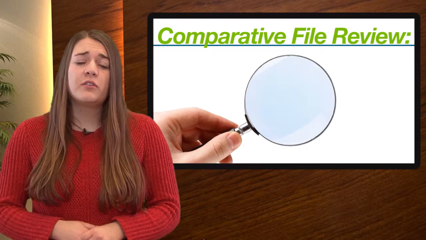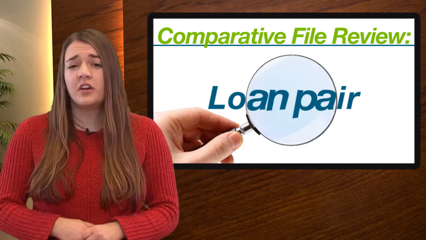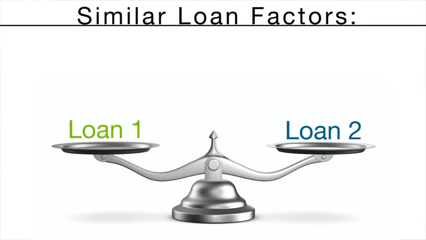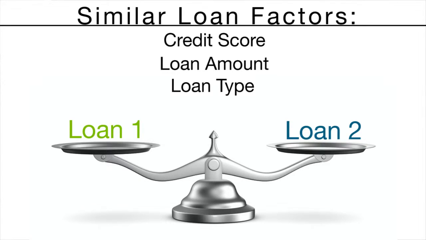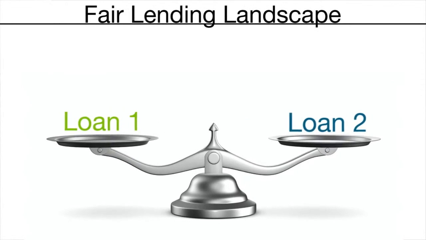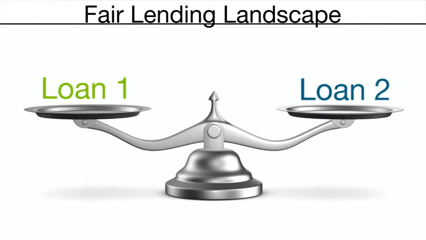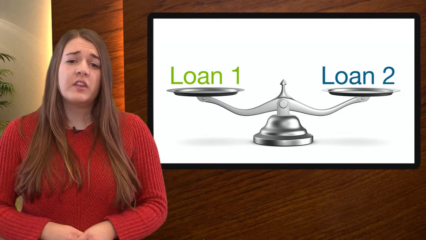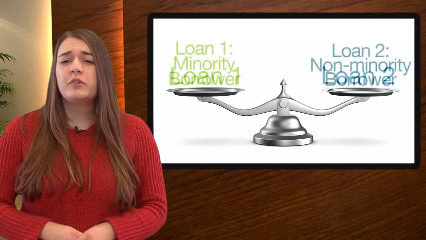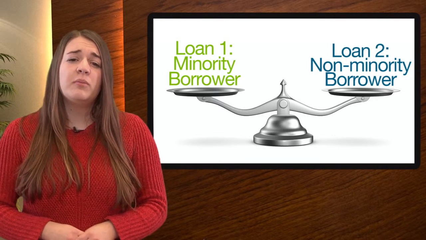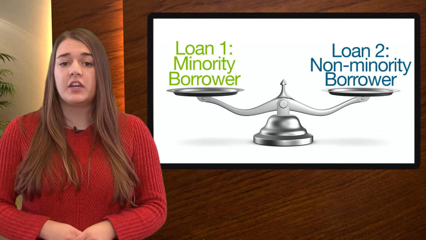A comparative file review, on the other hand, focuses in on specific loan pairs. These specific loan pairings have similar loan factors, such as credit score, loan amount, loan type, debt ratio, loan to value, etc. These pairings create an in-depth portrait of the fair lending landscape of the institution. Pairings that may be especially of interest in the comparative file review are those between minorities and non-minorities, where loan pricing or decisioning may not appear to be supported by the raw data.